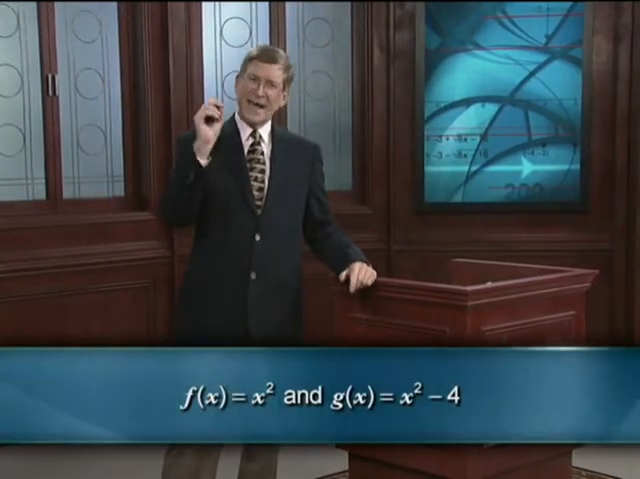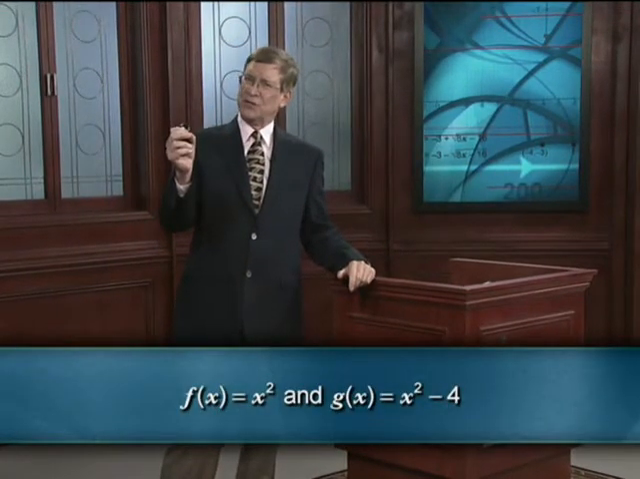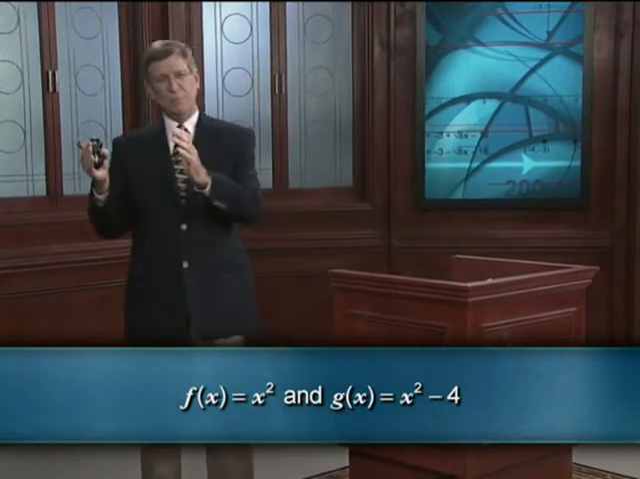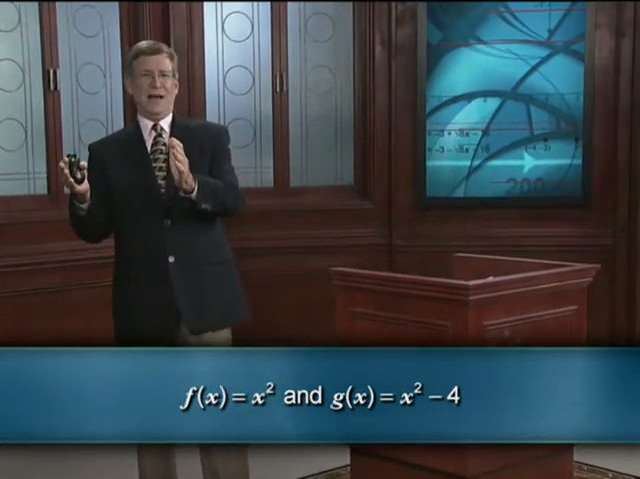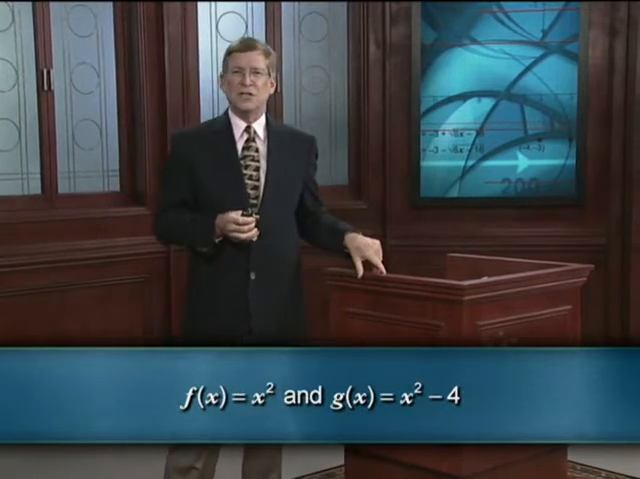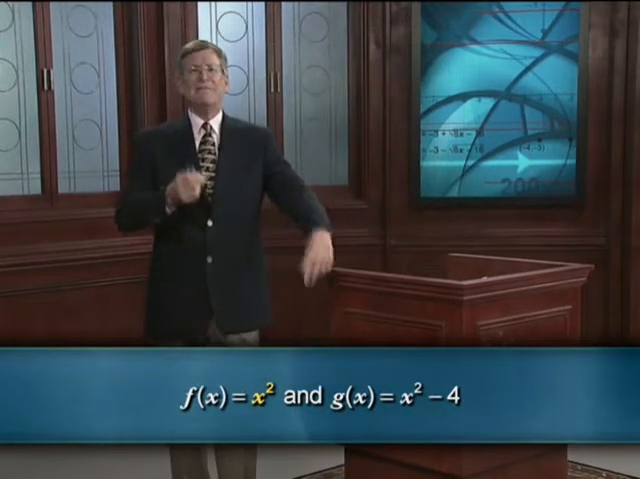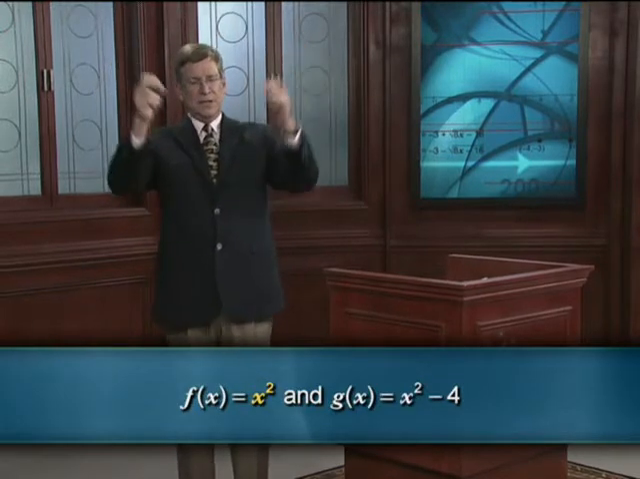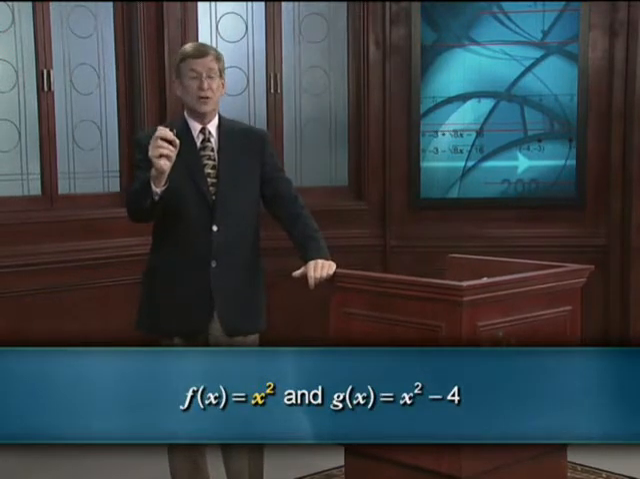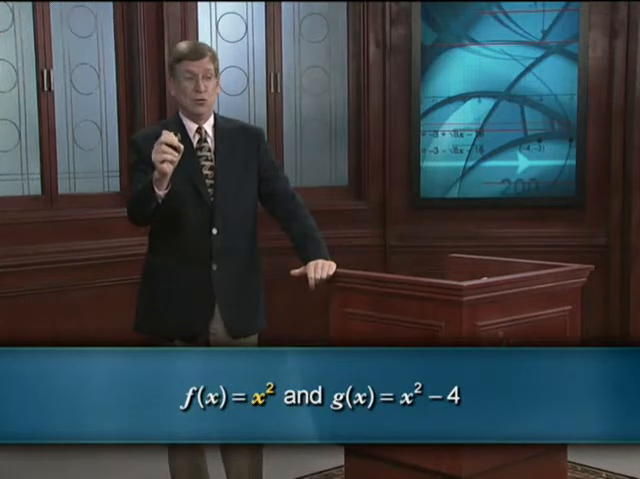Let's look at f of x equals x squared, and a related quadratic function, g of x equals x squared minus 4. Okay, f is our standard parabola. It goes through the origin. It has one intercept, (0, 0), at the origin.